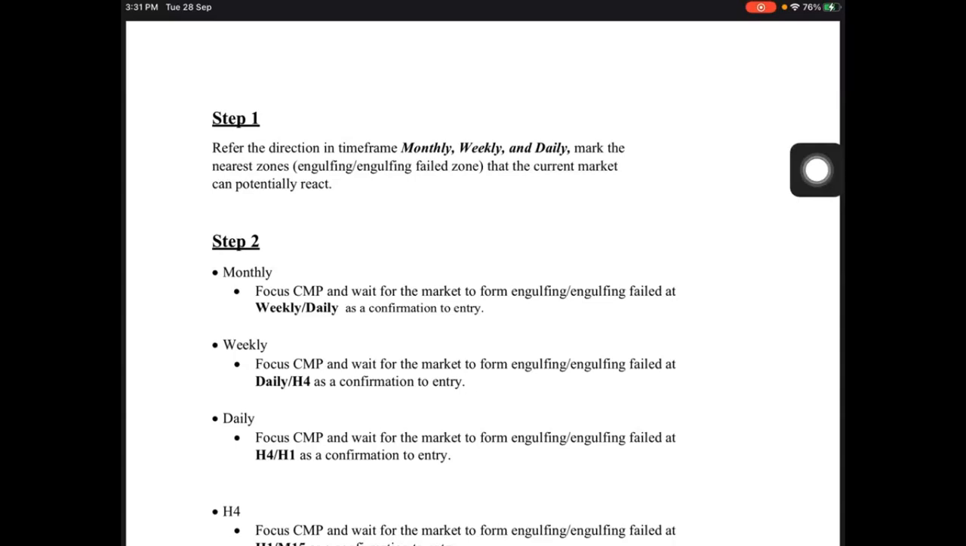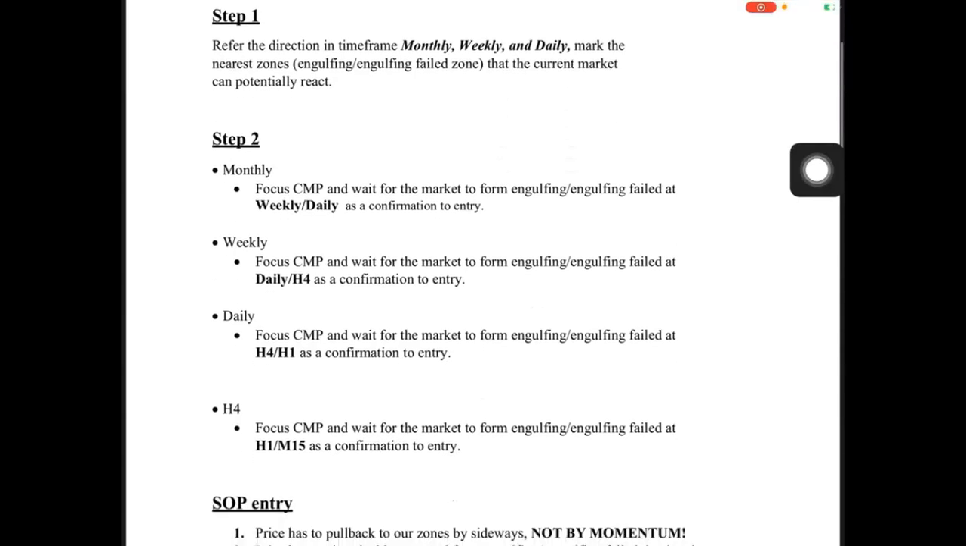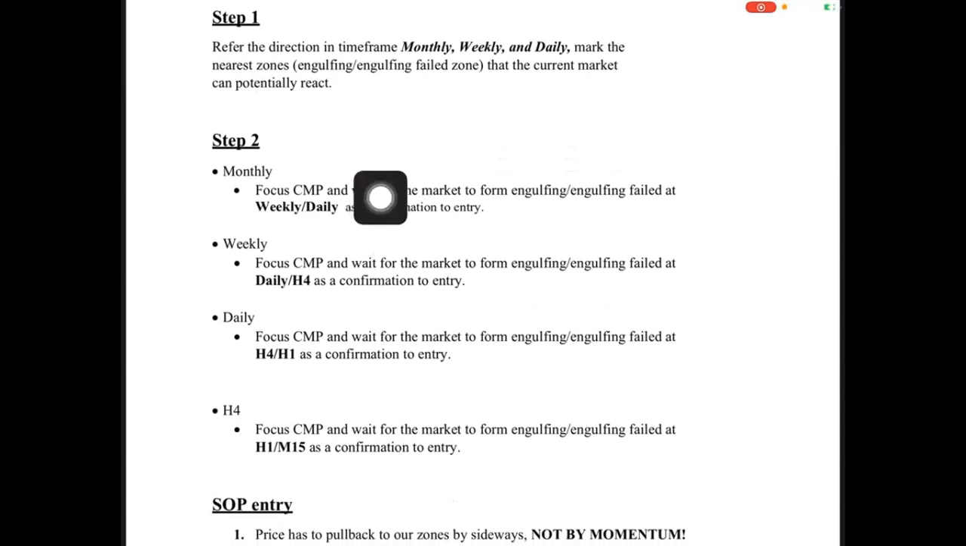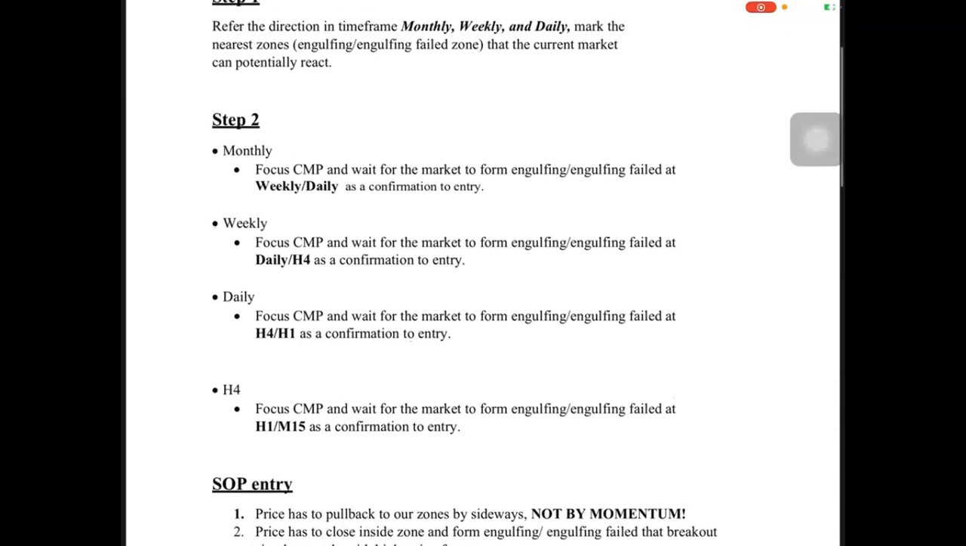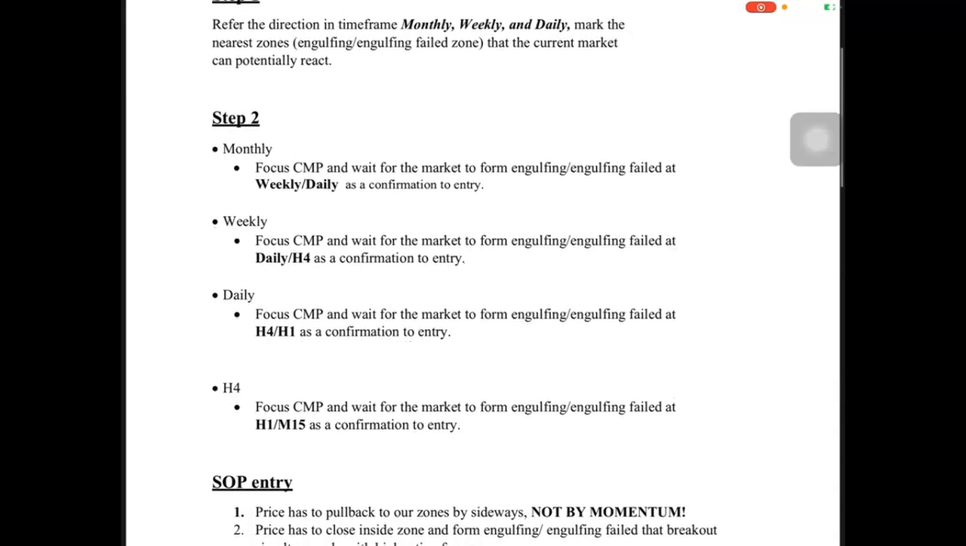And the second thing, if your setup is based on monthly, you have to focus your CMP and wait for the market to form engulfing or engulfing fill at weekly or daily as a confirmation to entry. Because for a monthly setup, it's impossible to wait for the monthly candle to close, because it takes very long. That's why if you want to entry early, we have to precise to a lower time frame, which is weekly or daily.